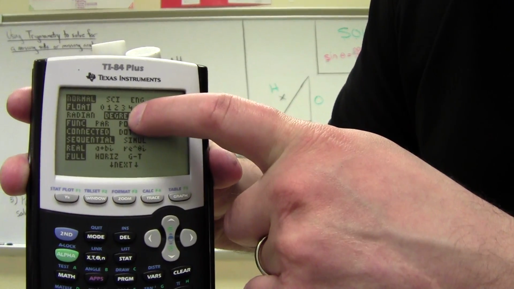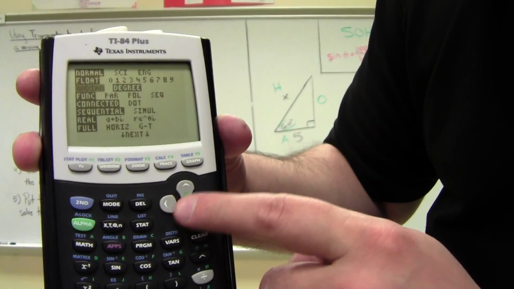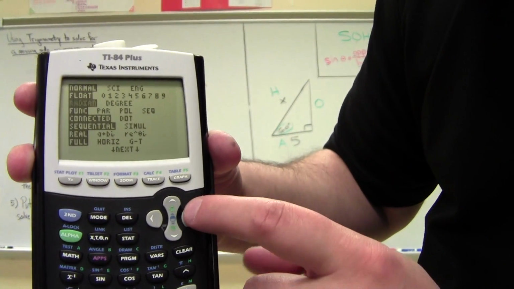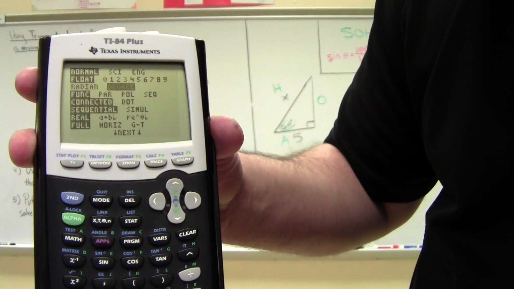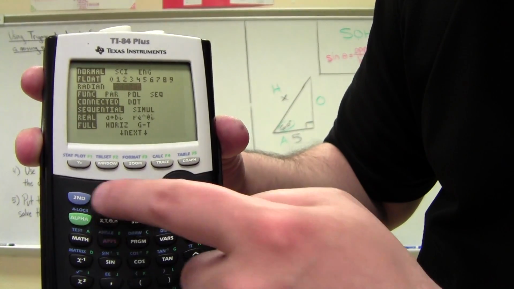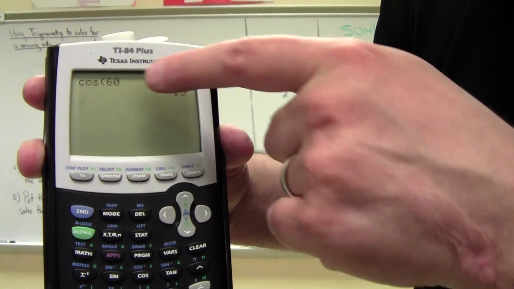So we're going to go to degree mode if it's not set that way. So if it looks like this to start, just slide over, hit enter on degree, and then now it's set to degree mode, and now you can hit second mode to quit, to back out.